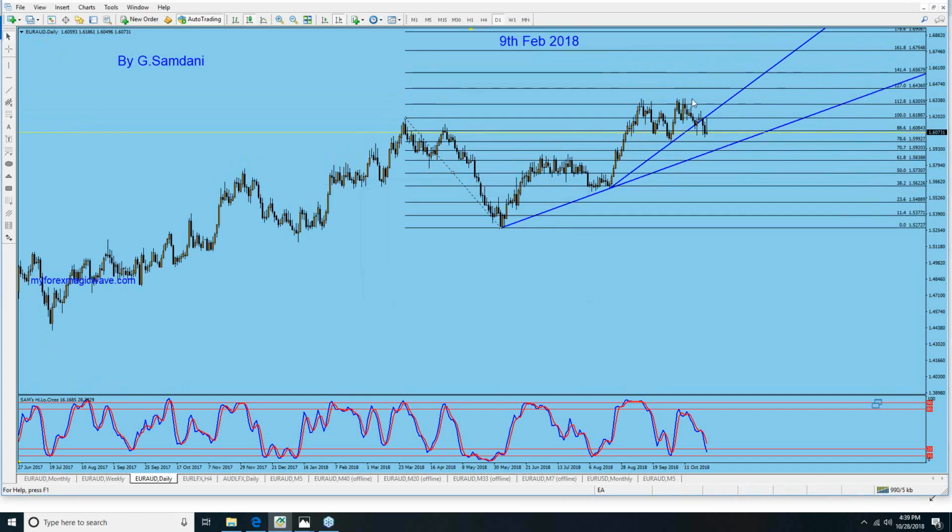Okay, 127 is just right there. So just a little push to the upside, that will do the job. I mean, it doesn't have to, but it can go all the way up here. Why can it go there? What about Aussie weakness?